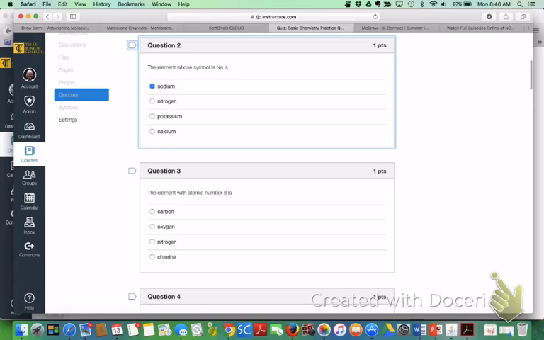Question 3, the element whose atomic number is 8. Oxygen. Some of these, now in my test, I'm providing a periodic table.